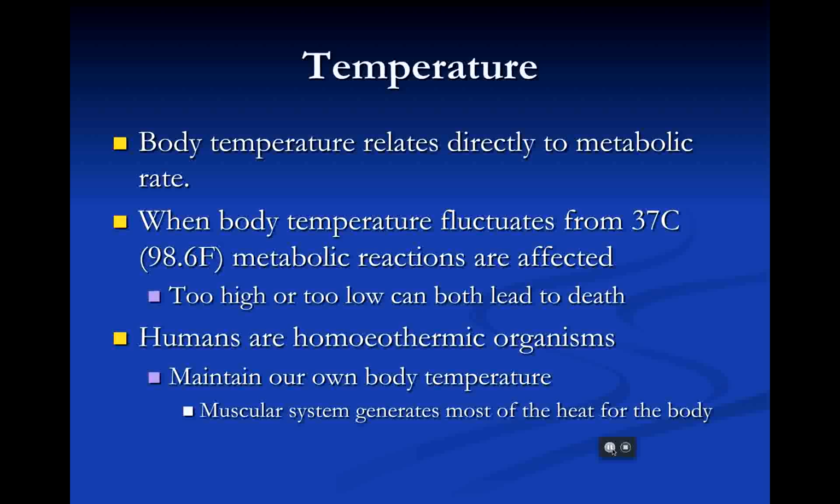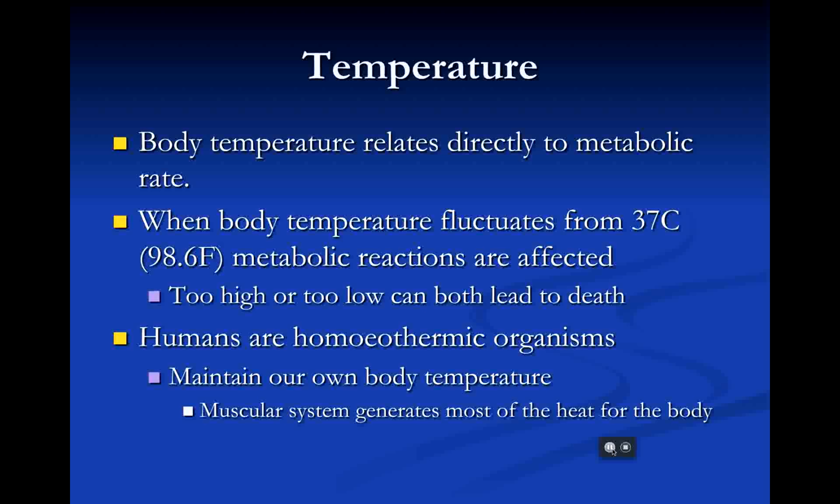Temperature is one we don't think about a lot, but you can only survive at certain temperatures. Your body temperature is directly related to metabolic rate. They affect each other. If your metabolism is high, your body temperature tends to be high. If your metabolism is low, your body temperature tends to be low. And the opposite effect is true. If I go outside and I let my body temperature drop very low, it slows down all my metabolic rates. If I raise my body temperature, it tends to speed up my metabolic rates. So a fluctuation in one causes a fluctuation in the other.